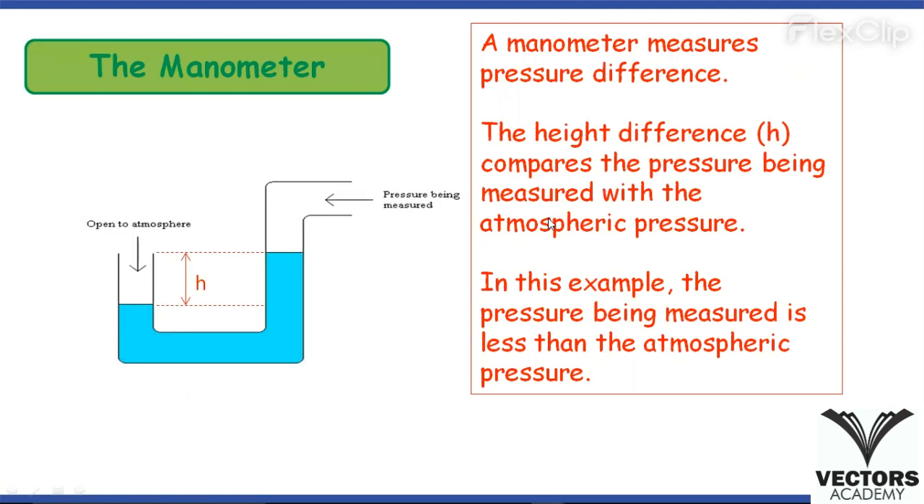Manometer. A manometer is a device which measures the difference in pressure. The height h compares the pressure being measured with atmospheric pressure. In this example, the pressure being measured is less than the atmospheric pressure. That is the reason the atmosphere pushes the mercury down.